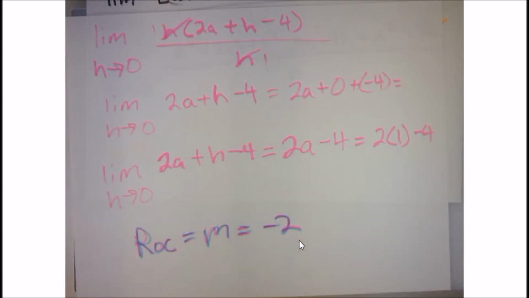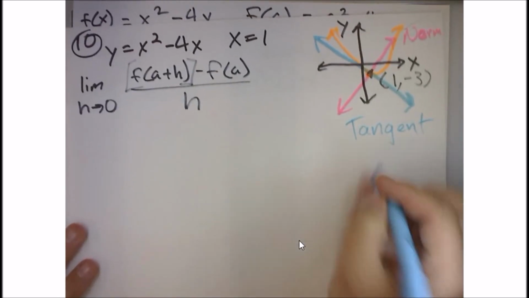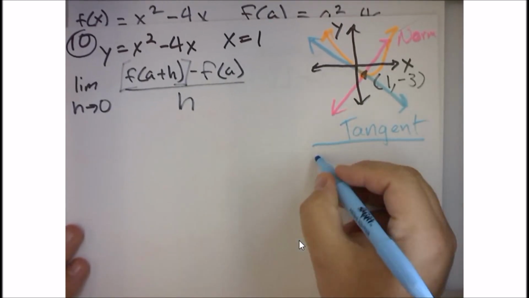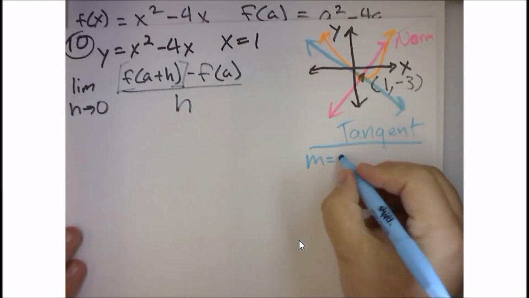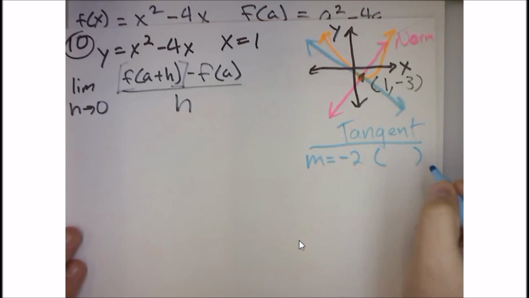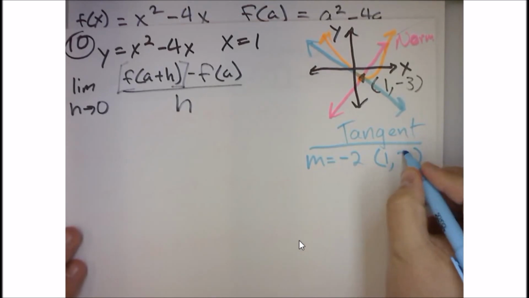So now that I know that information, if I wanted to write the tangent line, I need 2 things. I need the slope, which we now calculated was negative 2, and I need a point that it goes through. What's the point that it goes through? 1 comma negative 3.